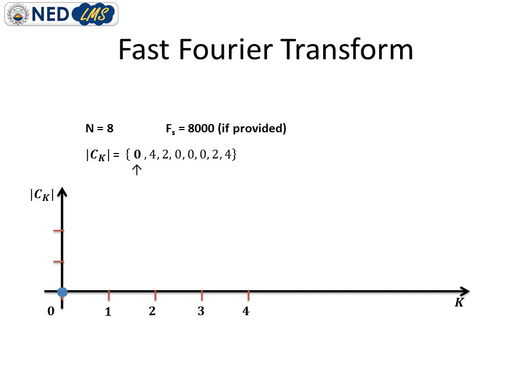So the first point is 0, the second point is 4, then 2, again 0, again 0, another 0 which is at 5, at 6 we have 2, and at 7 we have 4. So this is basically the spectrum of the provided signal.